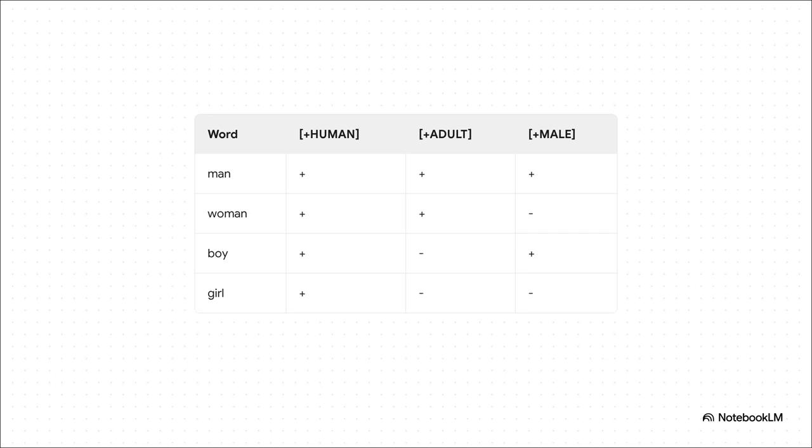Now watch this. You just flip one of those features, change plus male to a minus, and bam, you get woman. Change plus adult to a minus, you get boy. It's an incredibly systematic way to map out exactly how words in a group are related to each other.